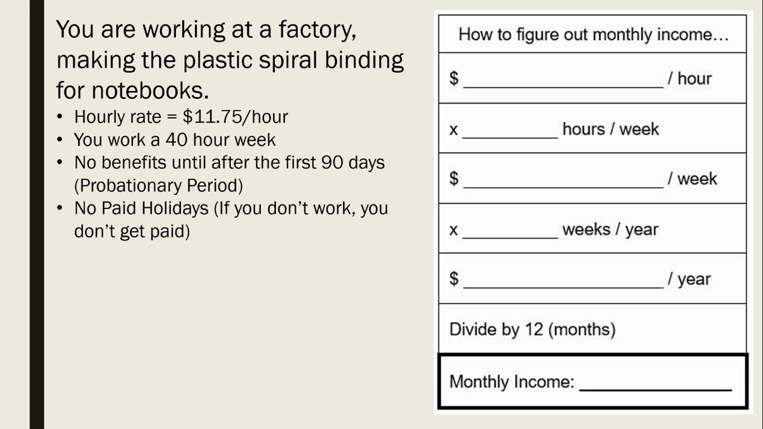So we take our $11.75 per hour. We are working 40 hours a week. So all we do at this point is put our 40 hours. So $11.75 times 40 will give me $470 every week.